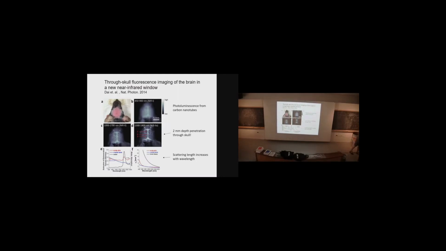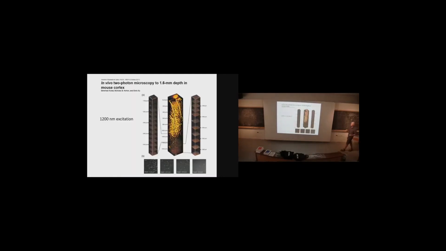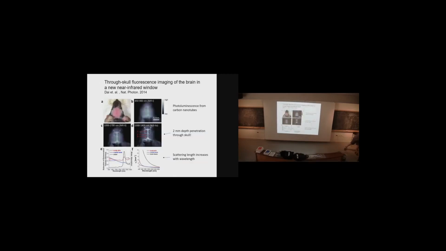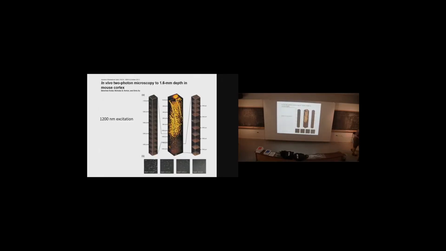And so this idea of going to longer and longer wavelengths was applied also. What I just showed you here was just standard imaging, standard one-photon imaging, just a camera, right? A camera that's sensitive to the infrared. But this idea of going to longer and longer wavelengths was also applied to two-photon microscopy, and just by going from, say, 800 nanometers to 1200 nanometers, suddenly you can go now to 1.6 millimeter depth penetration.